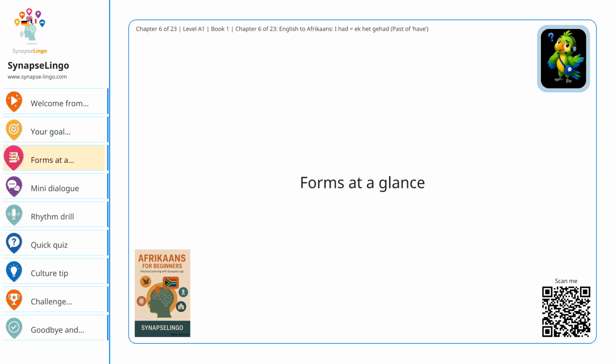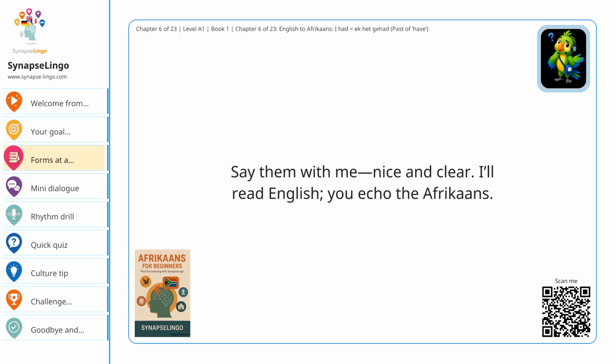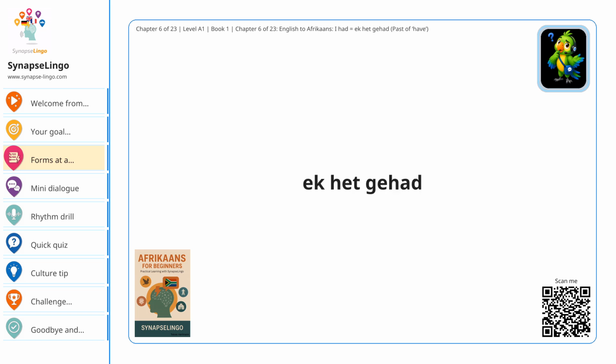Forms at a glance. Say them with me, nice and clear. I'll read English, you echo the Afrikaans. I had. Ek het gehad. You had, singular. Jy het gehad. He had. Hy het gehad. She had. Sy het gehad. It had. Dit het gehad. We had. Ons het gehad. You had, plural. Julle het gehad. They had. Hulle het gehad.